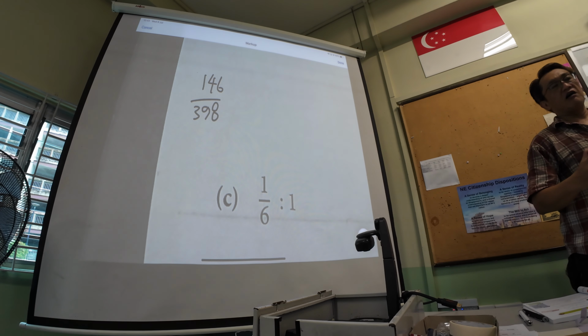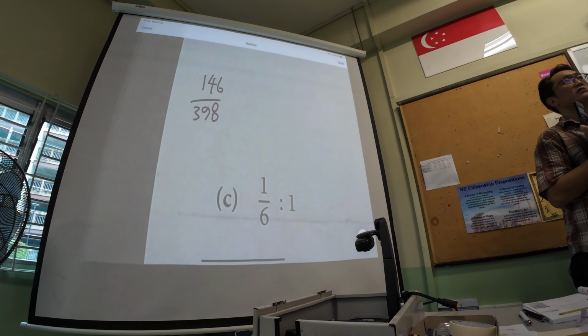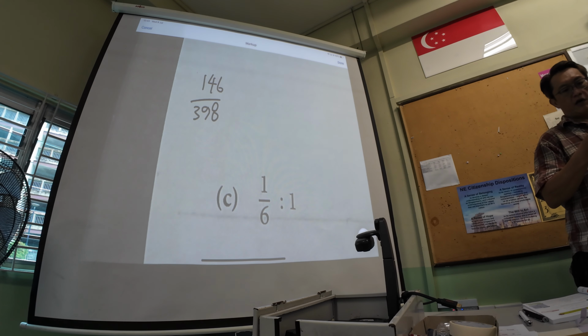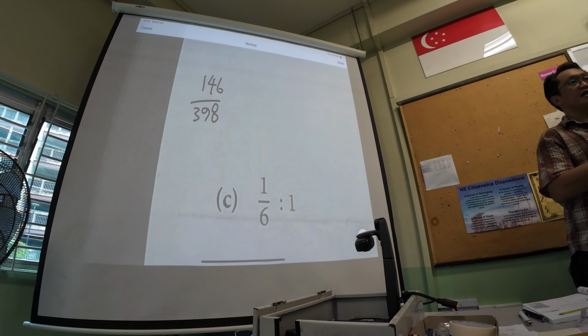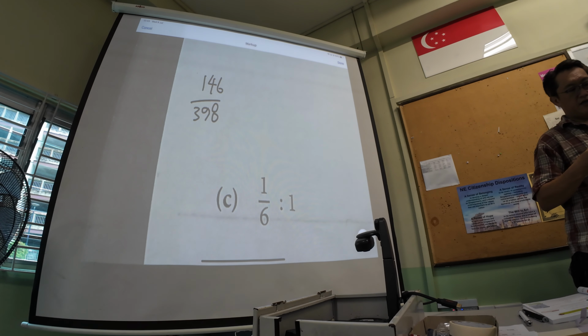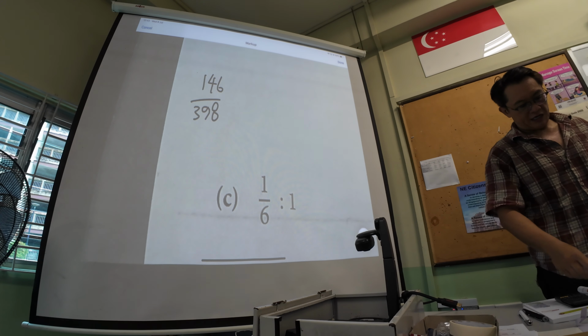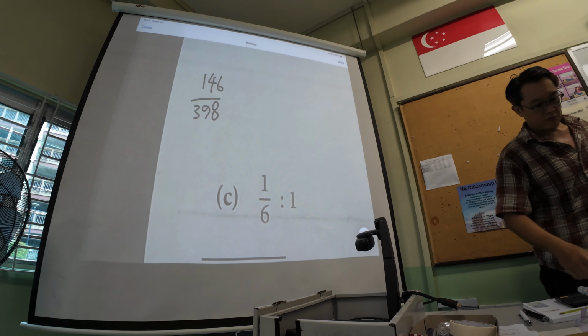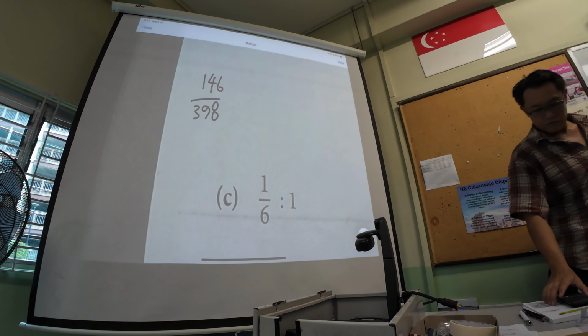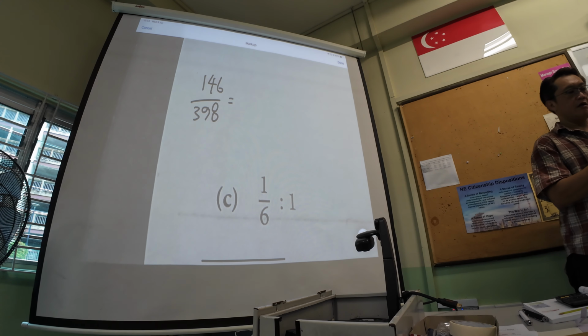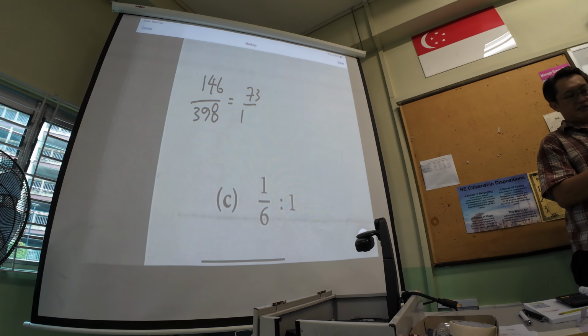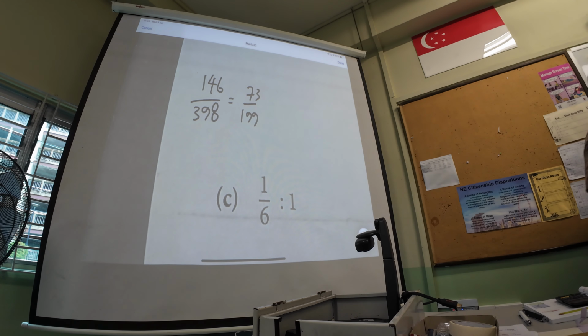You every day bring your calculator one. Then just key in 146 fraction over 398. Your calculator will help you do the job. 73 over 199. Okay, so this part is the calculator will do the job.